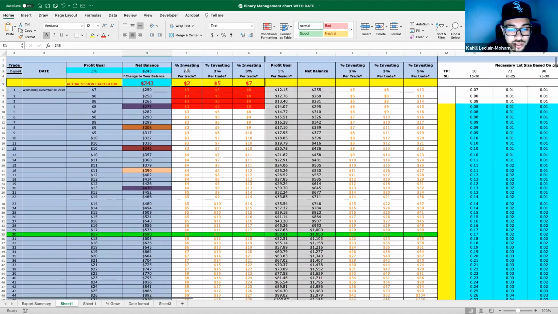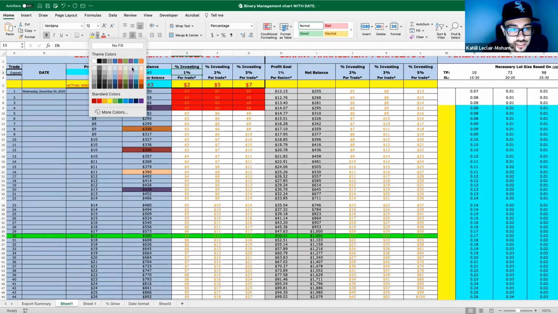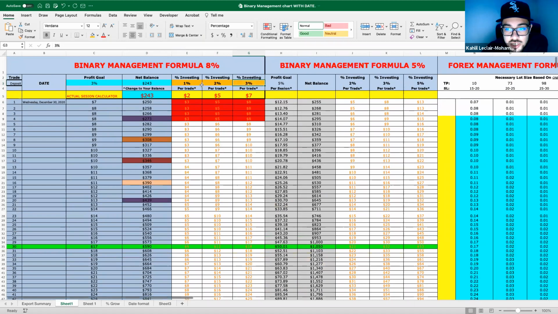Now, on the left-hand side, I'm going to highlight this in orange so you guys can see it. Everybody see this? On this part of your screen, this is what you're going to be risking in this section.